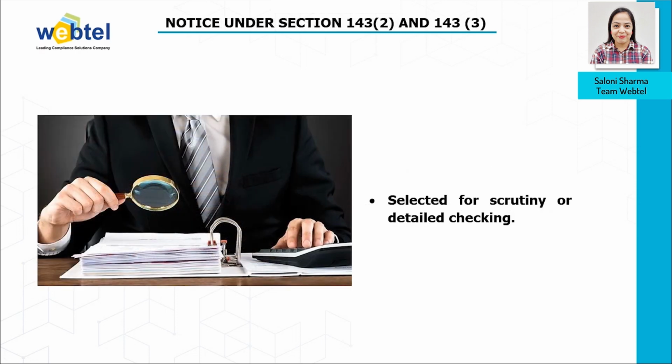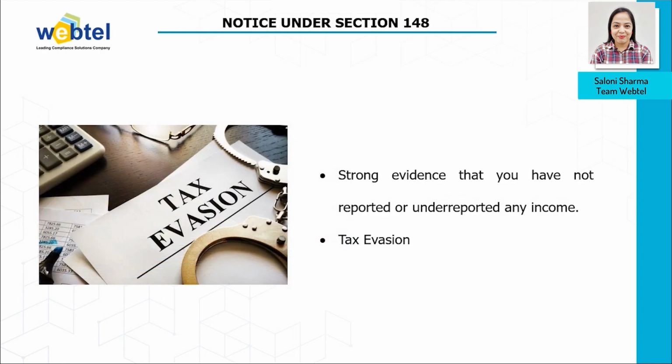Then comes the notice under section 143(2), or it can be section 143(3), which is related to being selected for scrutiny or detailed checking. Notice under section 143(2) is issued when the assessee's ITR has been selected for scrutiny or detailed checking. The IT department sends a notice to the assessee stating that their books will be checked to determine the correctness of the claims made, and the scrutiny is conducted under section 143(3). Then the notice under section 148.